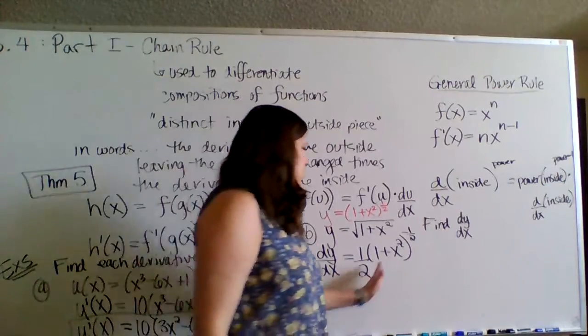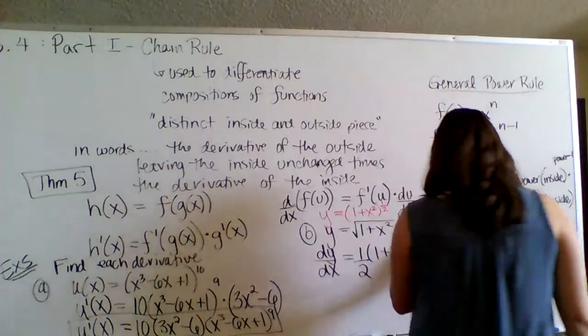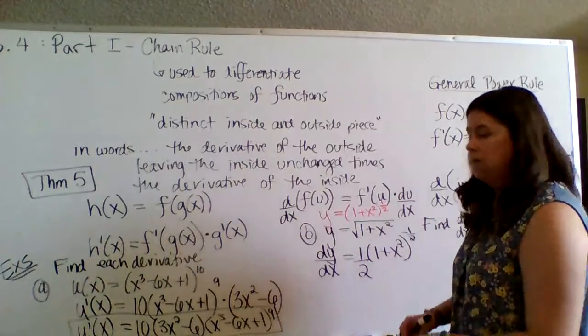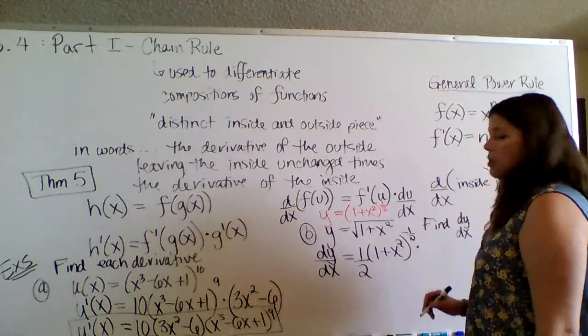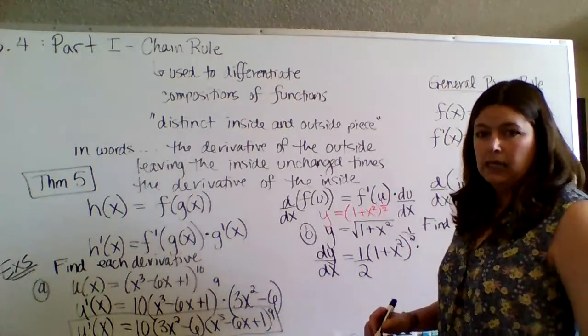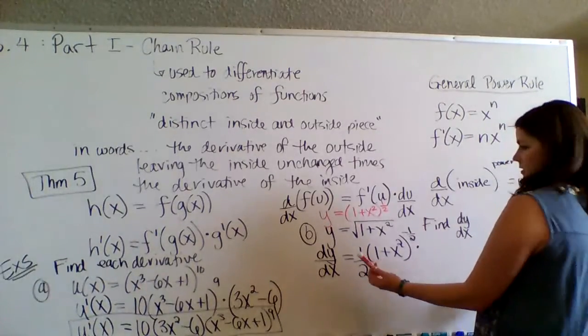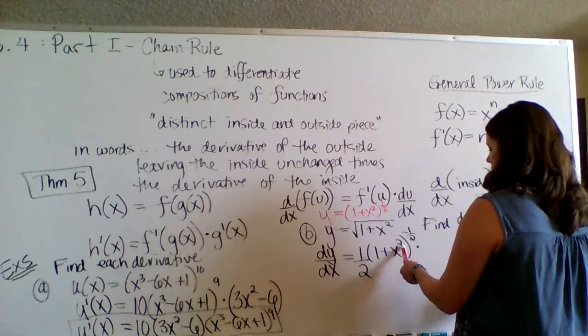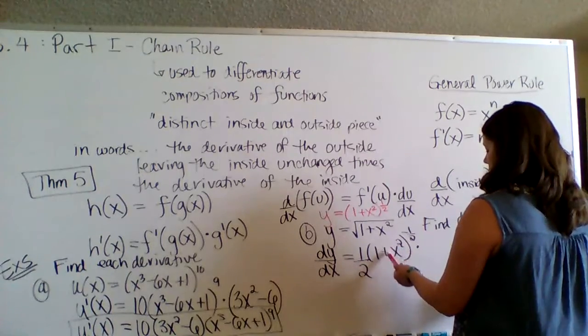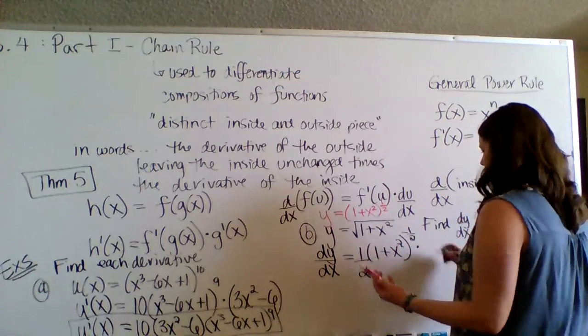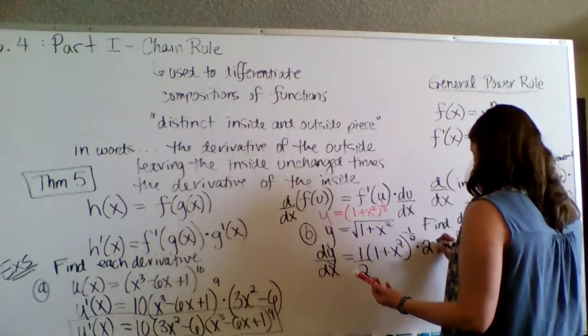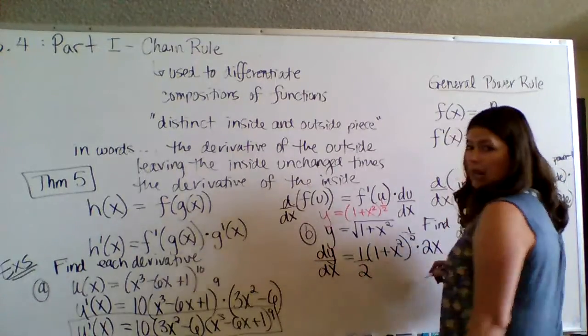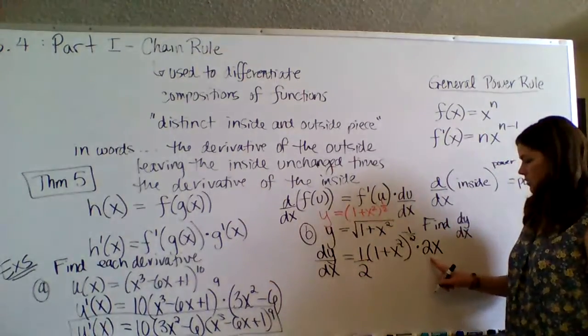I took the derivative outside, I left the inside unchanged, I decreased my power by 1 to finish taking the derivative outside, but now I need to multiply by the derivative of the inside. So the derivative of 1, oh, that's another constant that goes to 0. The derivative of positive x squared, we'd bring the power down, and it would become 2 times x to the first power, and we probably wouldn't even write the x to the first power, we would just write times 2x.